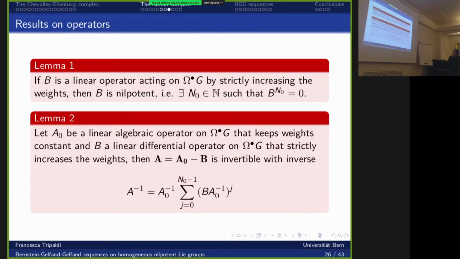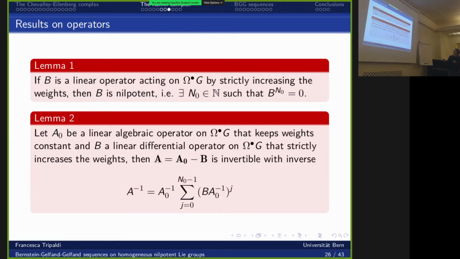So if B is a linear operator that strictly increases weights, then B is nilpotent. Why is that? We're working on a finite dimensional Lie algebra. The number of weights is finite. So if you increase the weights, there's going to be a certain point at which you finish the number of weights. So if it increases the weights, then it's nilpotent.